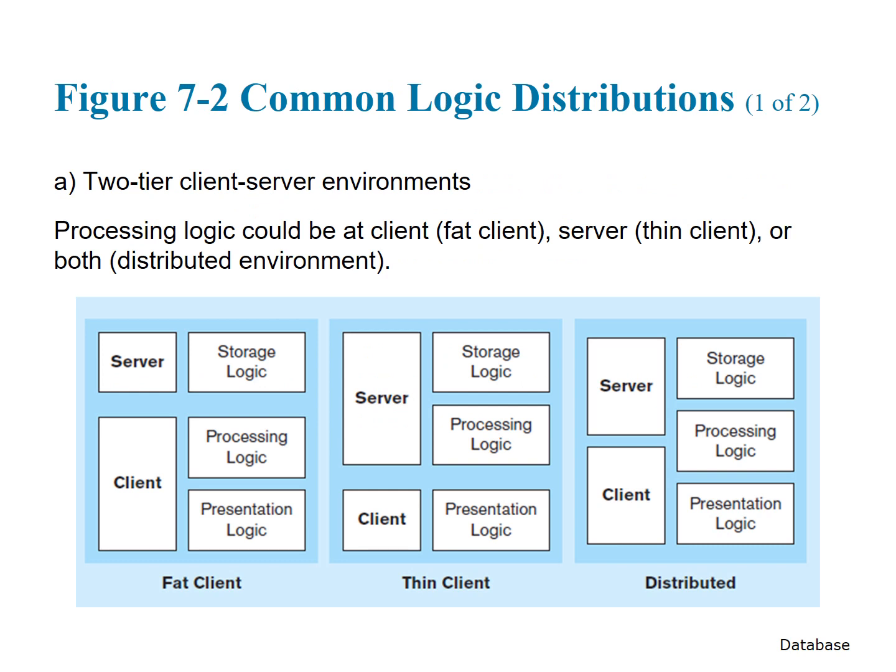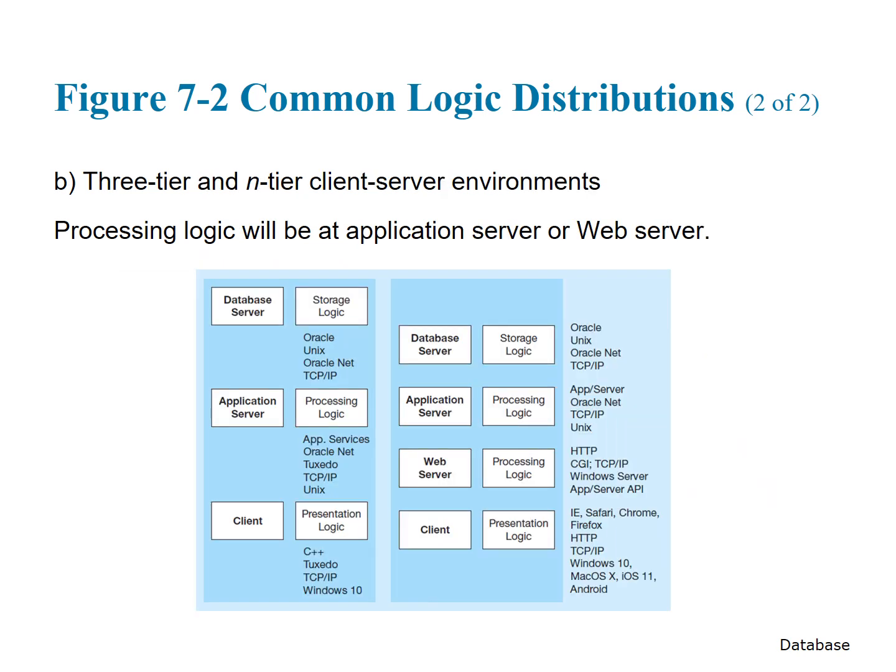So you can see this figure, and then, three-tier client-server architecture. Figure 7-2, common logic distribution. In a three-tier and n-tier client-server environment, processing logic will be at the application server or web server. So this is how it's done on the web. There are at least three tiers, with each tier doing one of the three logics.